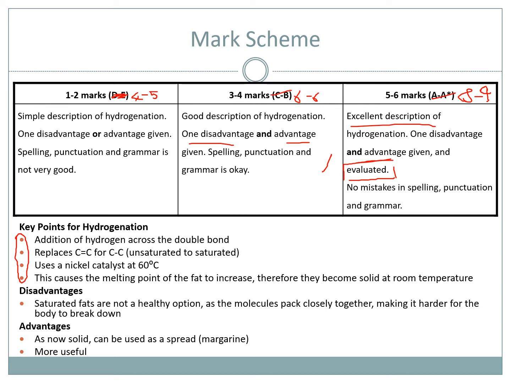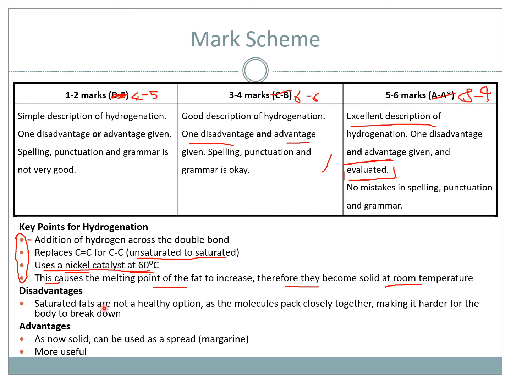So, key points. Addition of hydrogen across the double bond, one mark. Replaces the carbon double bond with a carbon single bond. Transition from unsaturated to saturated. Context of a nickel catalyst at 60 degrees C. That would normally be 2 marks in the exam question, but there's a lot going on in this one. And an increase in the melting point, so it becomes solid at room temperature.